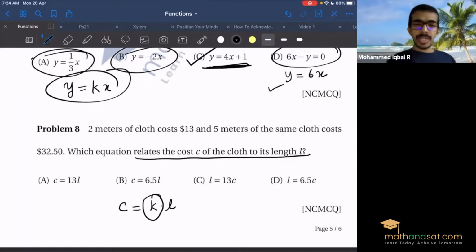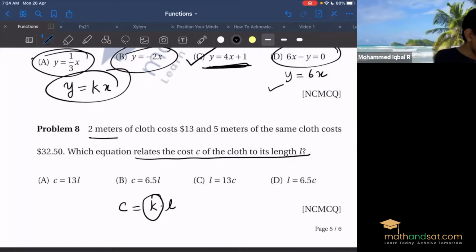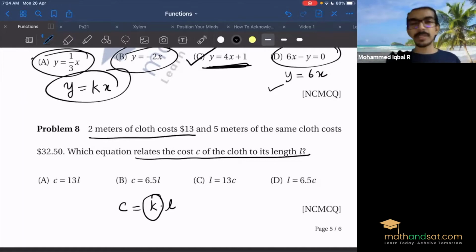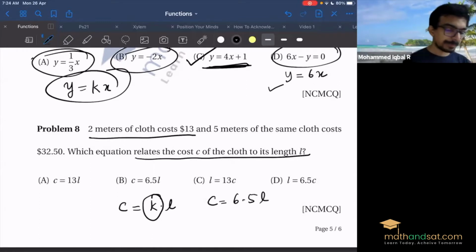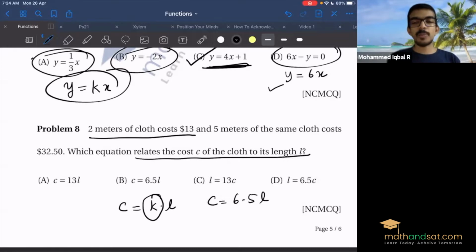Now, it's very easy. You figure out the cost of 1 meter. For 2 meters, it's $13. So for 1 meter, it is $6.5. So your C is equal to 6.5 times L.